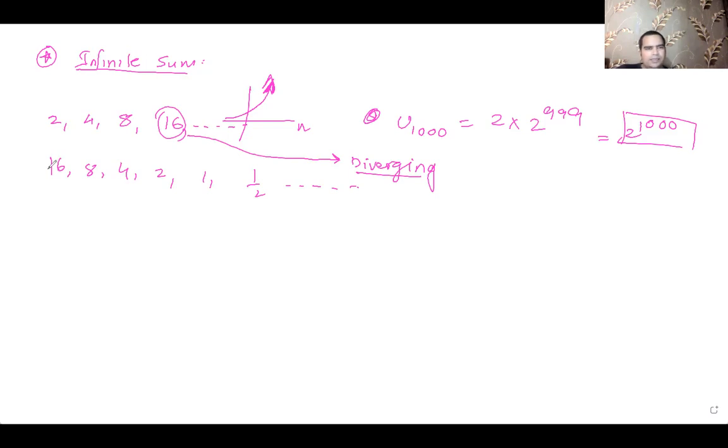Let us say 16, 8, 4, 2, 1, half. Now just imagine the fifth or sixth term itself has become half. Further as you continue writing, the next term will be 1/4, then 1/8, and so on. So maybe the 20th or 100th term will be very close to zero.